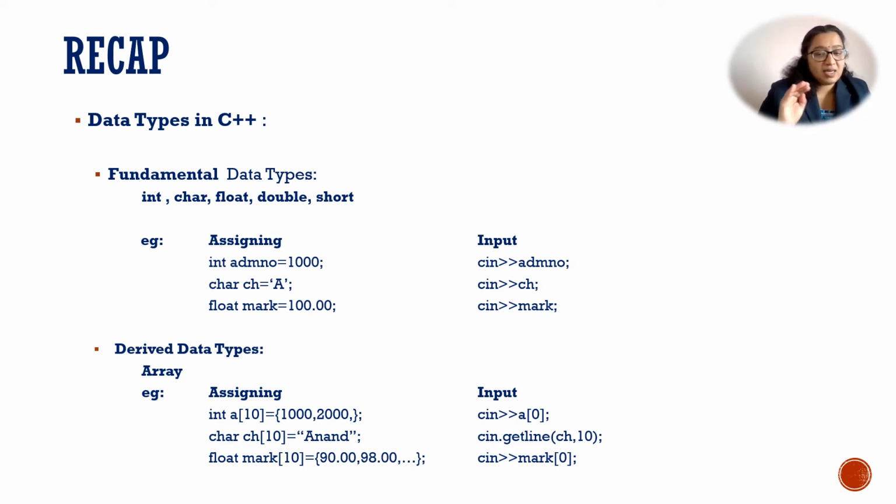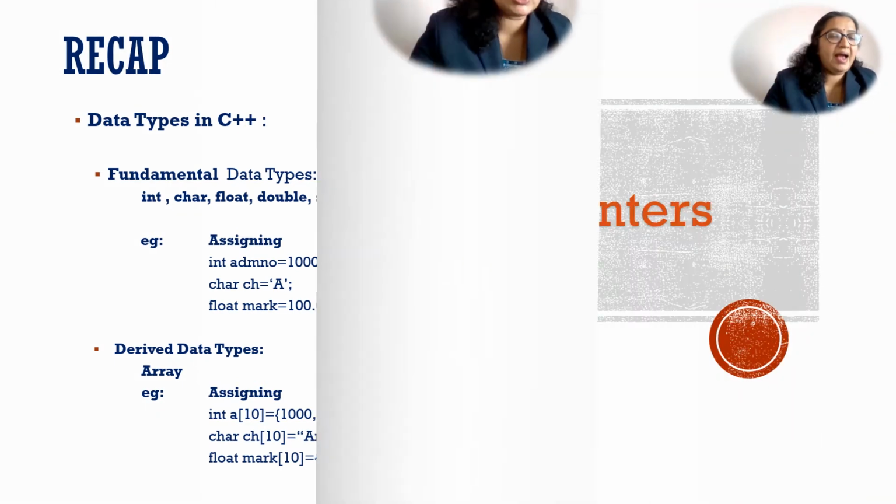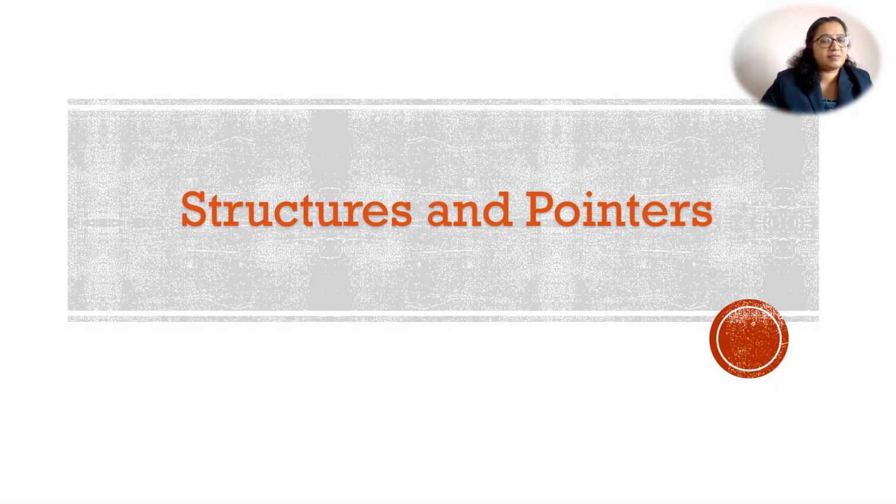So this is the review I am giving for C++ here, because the first chapter of plus 2 is the continuation of the data type. The next chapter of our C++ is structures and pointers. So this chapter is divided into two parts. The first part is structures and the second part is pointers. Okay, now we can move on to the structures part.